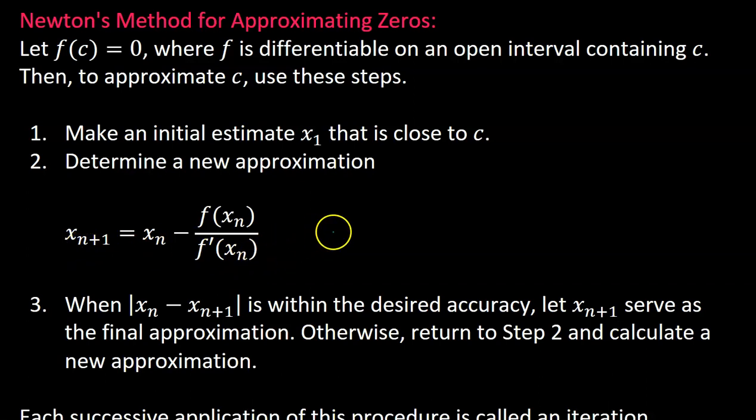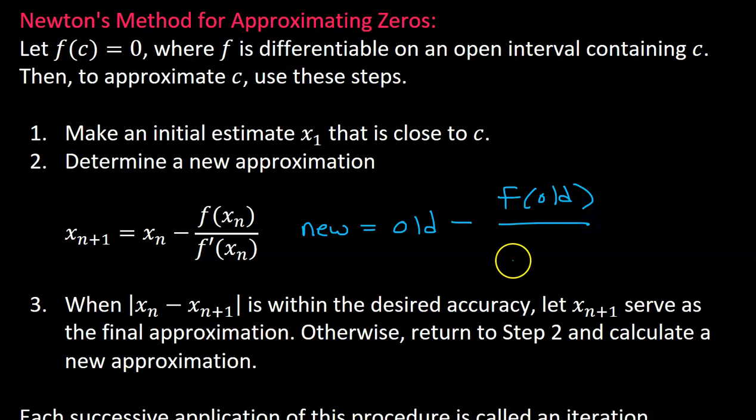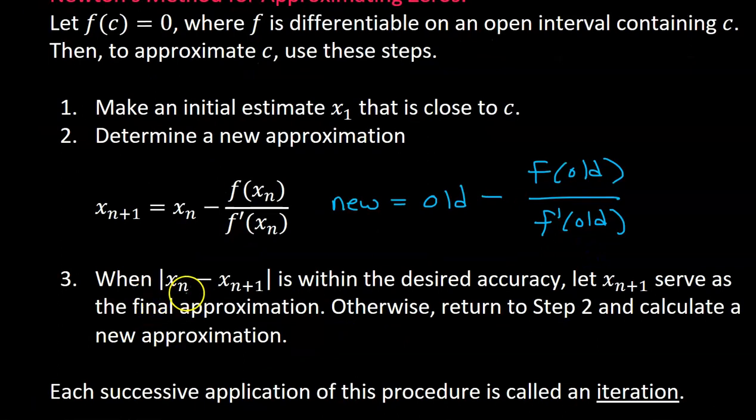Here's what the formula is really saying. You can get a new guess by taking your old guess and subtracting f at old divided by f prime at old. When the difference between the old guess and your new guess is within the desired accuracy, then your new guess will serve as your final approximation.